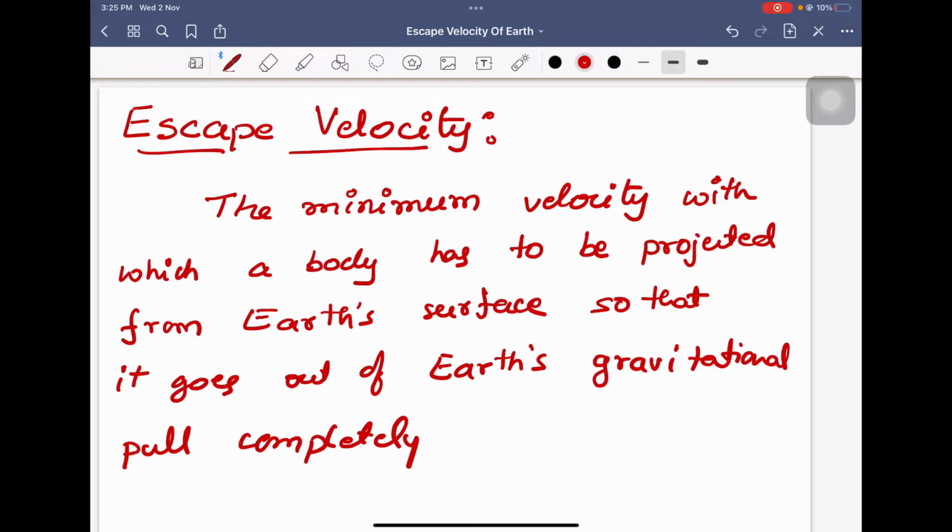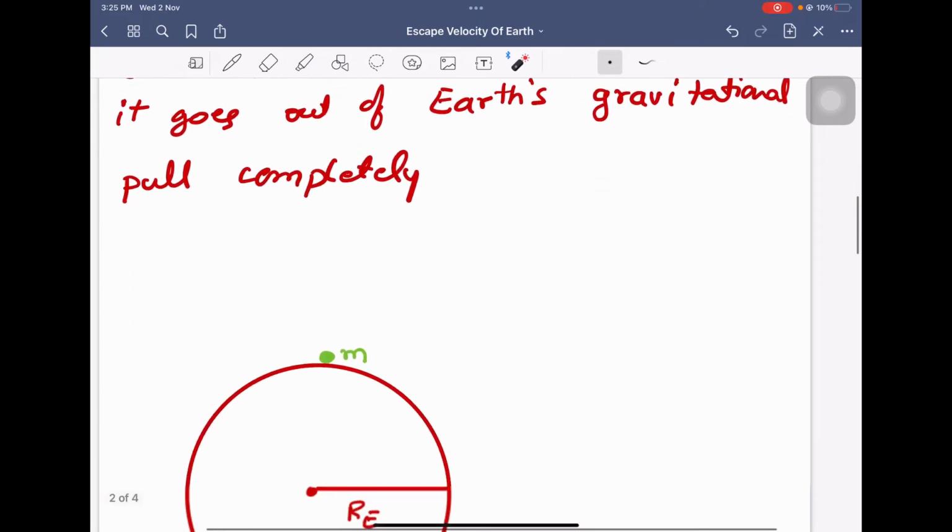The minimum velocity with which a body has to be projected from Earth's surface so that it goes out of Earth's gravitational pull completely. In general, if we throw an object upwards with a smaller velocity, we know that it will come back. We have to find the velocity with which, if we throw a body vertically upwards, it should not come back. That velocity we call escape velocity.